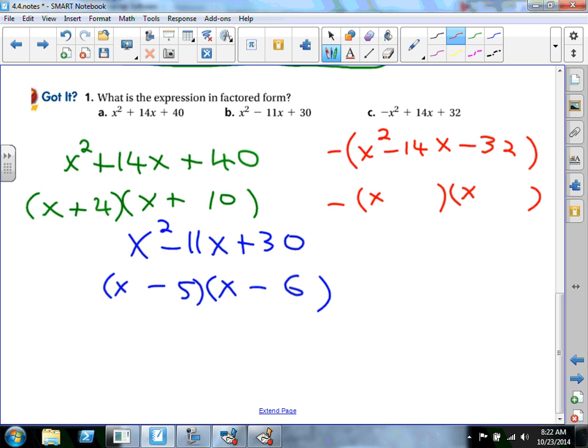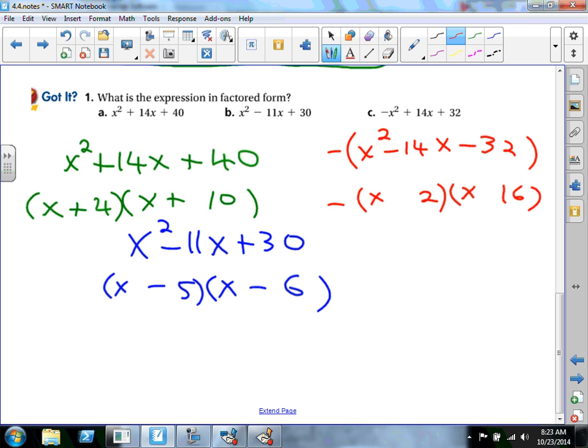Think, McFly. 9 and 4? No, that's going to give us 13. Or 5. 18 and 32 is not divisible by 18. Or 8 and 4. No, 8 and 4 is not going to get it done. Oh, 2 and 16. 2 and 16. Which one gets the negative sign?